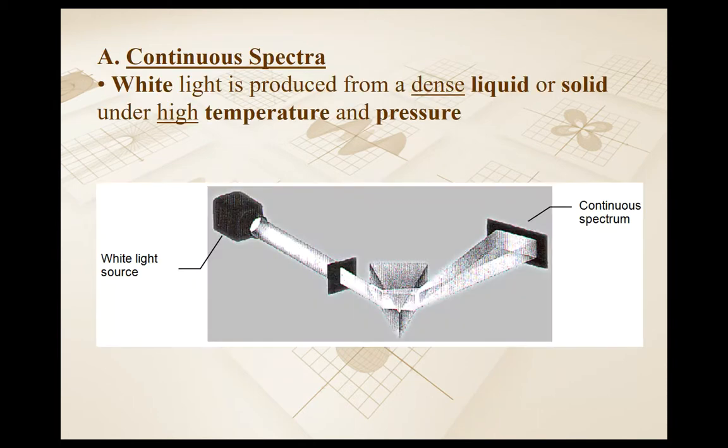Continuous spectra. Well, first of all, we're going to talk about how we produce white light. There's a couple of ways you can do this. You can take a solid and subject it to a really, really high temperature. And if you get the temperature of the solid high enough, it'll start to emit white light. So that's one thing you could do. You could also take a very dense liquid and subject it to really intense pressure and temperature. And at that point, the liquid could actually emit white light as well.